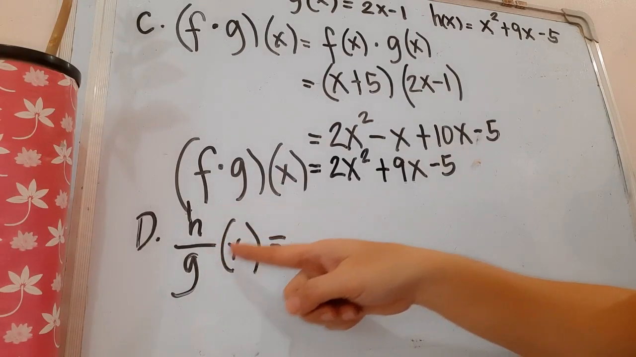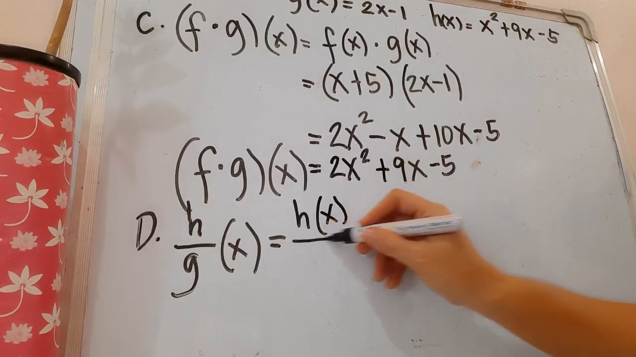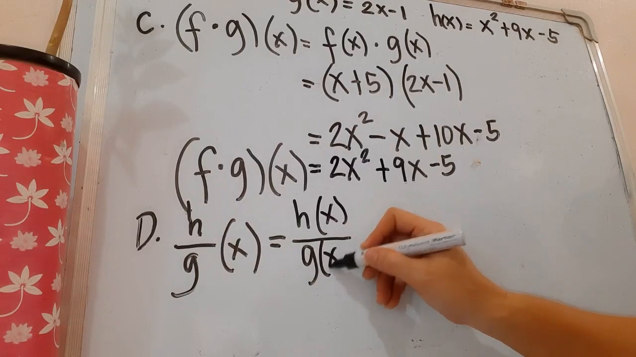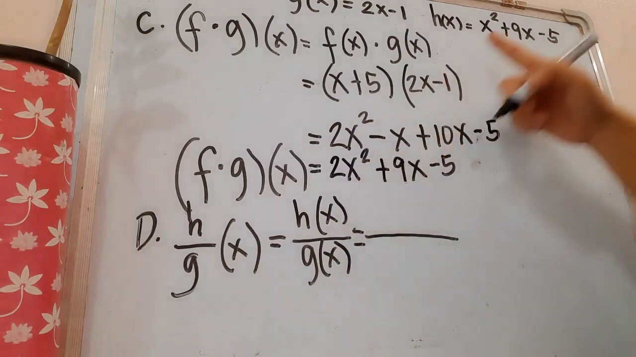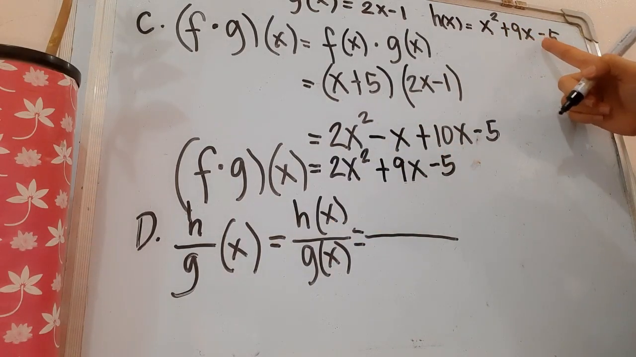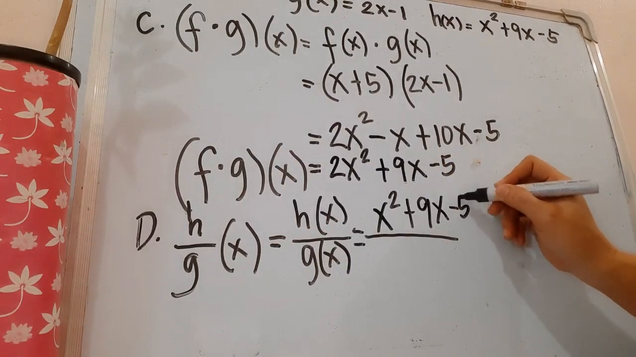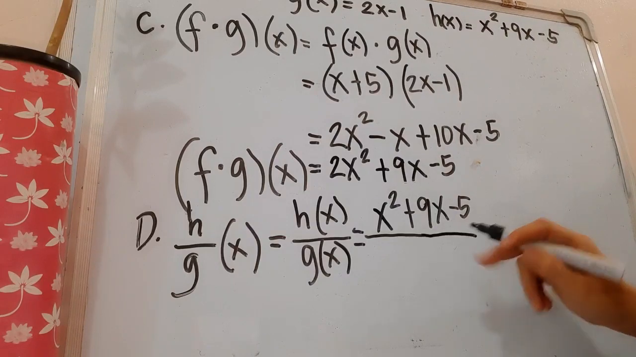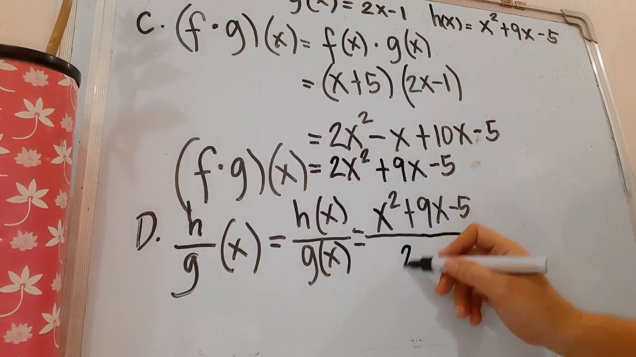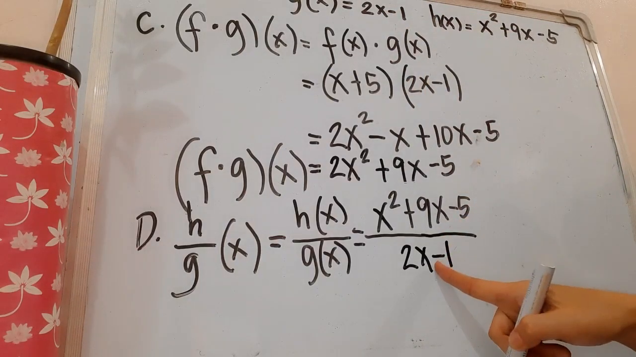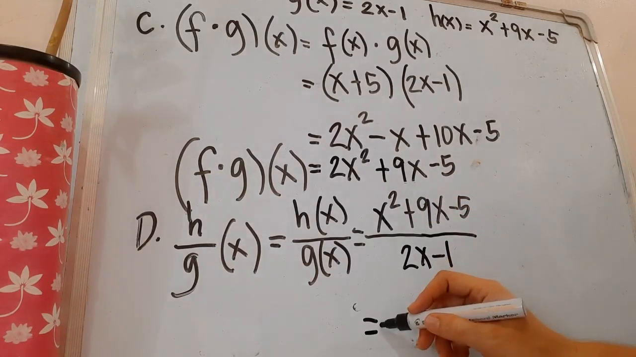We have for letter D, the division of functions. If we have h over g of x, this will give us h of x divided by g of x. Substituting the values of these two functions, the value of h of x, we have x squared plus 9x minus 5. Next, substituting the value of the denominator, the g of x, which is equal to 2x minus 1. Okay? And then, try to look at this one. This is factorable.